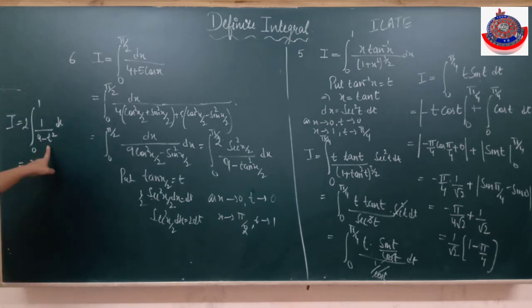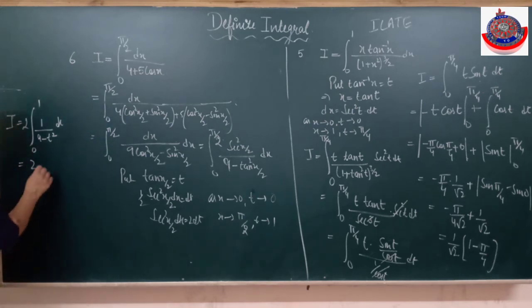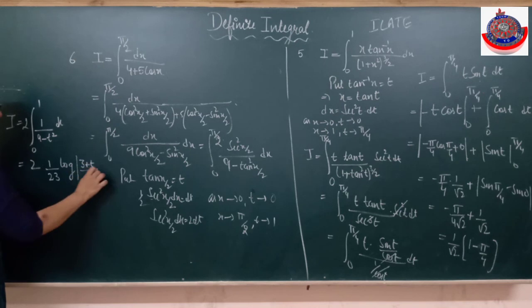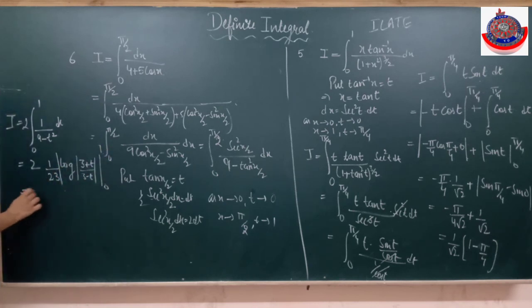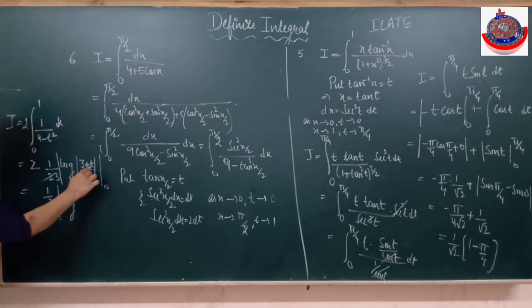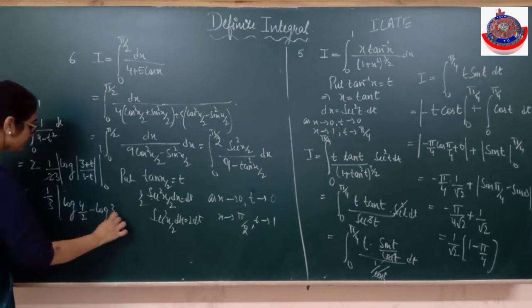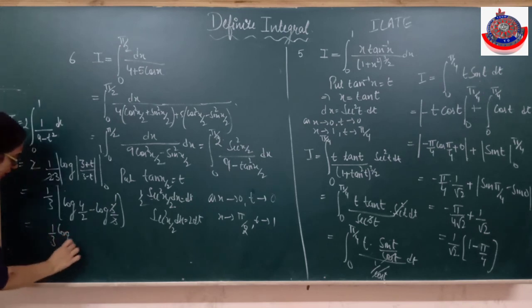Can you tell me, children, which form it is? 1 upon a square minus x square. That's right, 1 upon a square minus x square. What is the integration? 1 by 2a log of a plus x upon a minus x. And we have to put the limit. Constant, I am keeping it outside. Upper limit, 1 if I put, so 4 by 2, minus, if I put 0, it will be 3 by 3. So it is 1 by 3 log 2, and log 1 is 0.